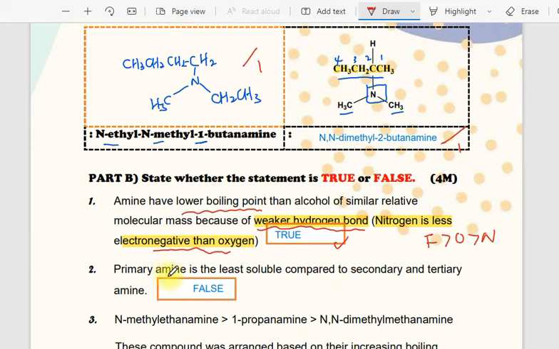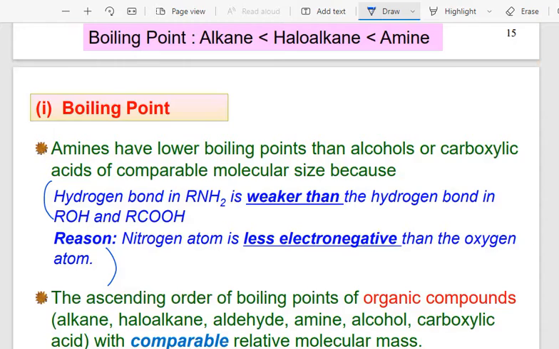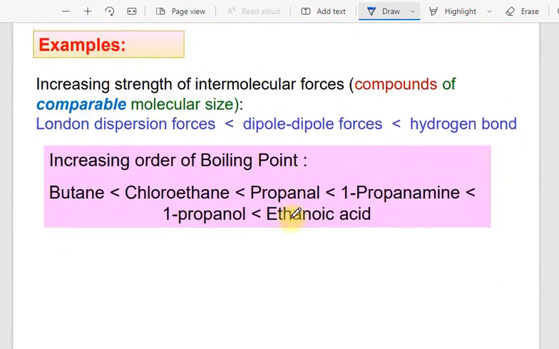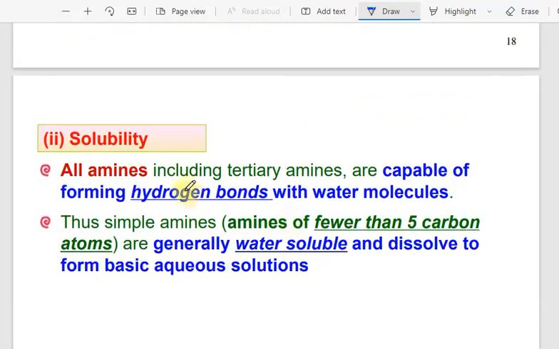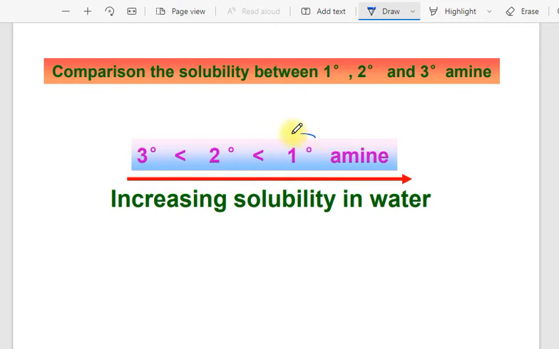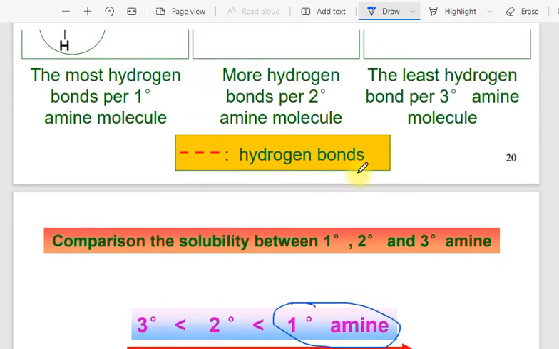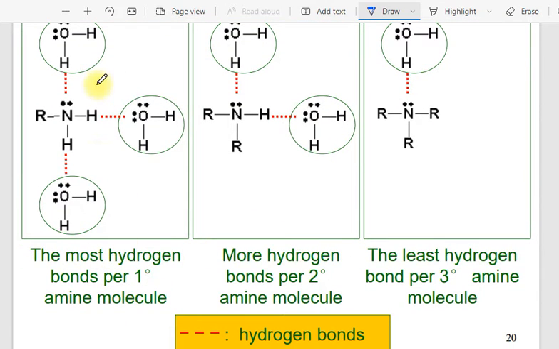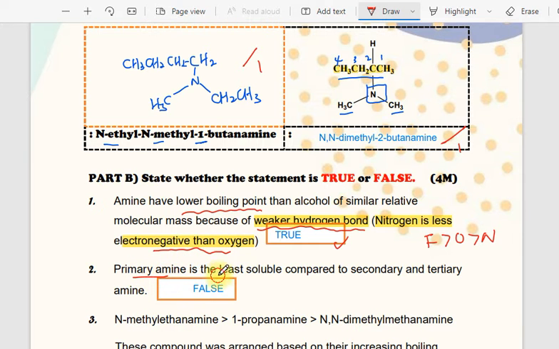Okay, next. Primary amine is the least soluble compared to secondary and tertiary amine. Of course not. Primary amine is the most soluble one. This is about solubility. All amines, including tertiary amine, are able to form hydrogen bond with water, so generally they are water soluble. But if you compare among these three, primary amine is the most soluble, because it can form more hydrogen bonds compared to secondary and tertiary amine. So this statement, primary amine least soluble, is false.